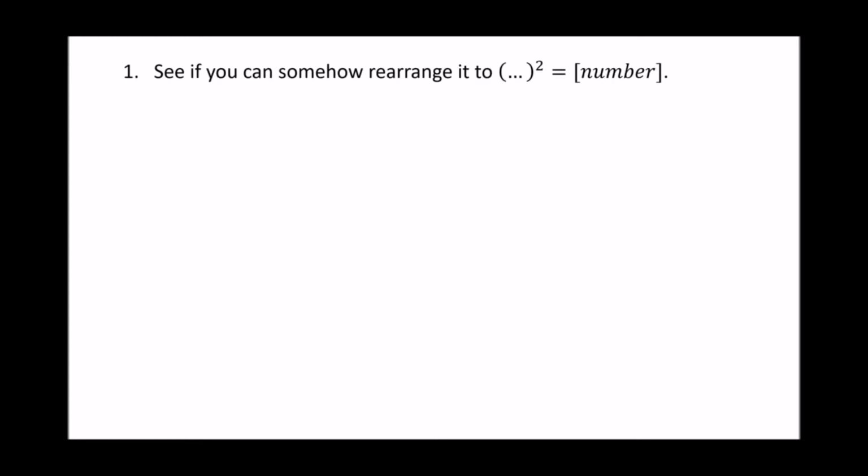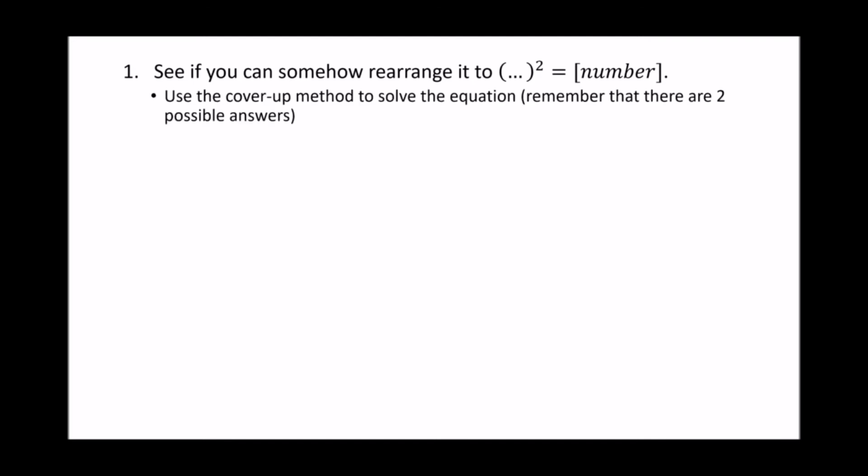So, solving quadratic equations, the first step you should always take is see if you can somehow rearrange it to something squared equals a number. Because if this is the case, you can just use the cover-up method to solve the equation. This method works when there is only something squared and a number in the formula. If there is a regular x that is not squared, then this method will not work and you can go straight to the next step.